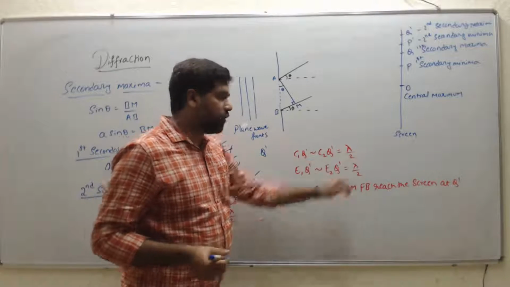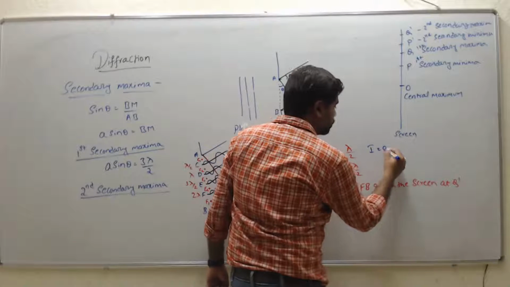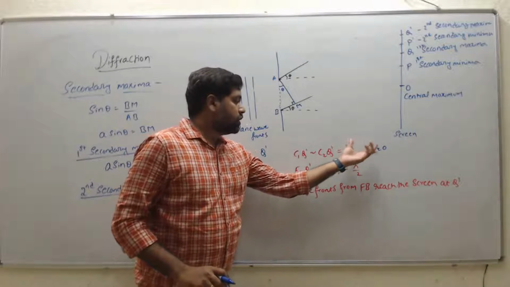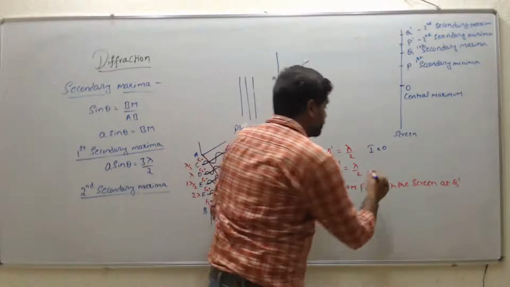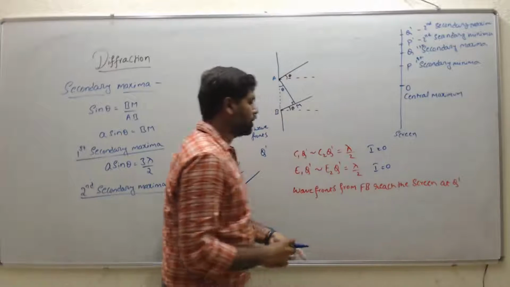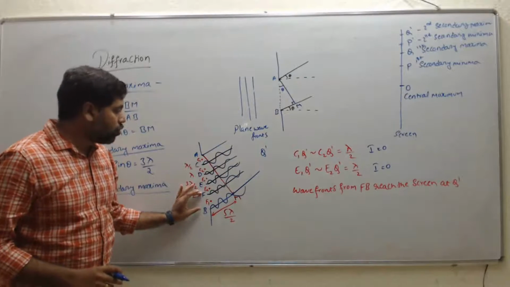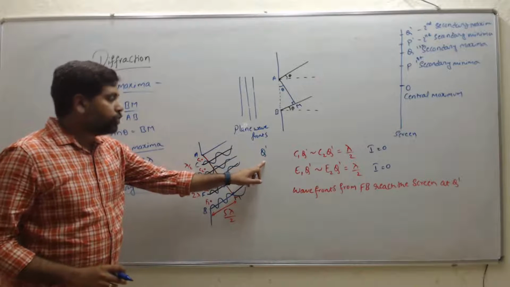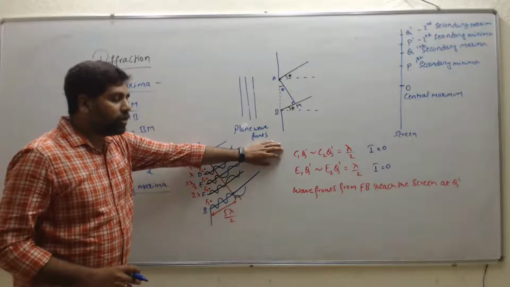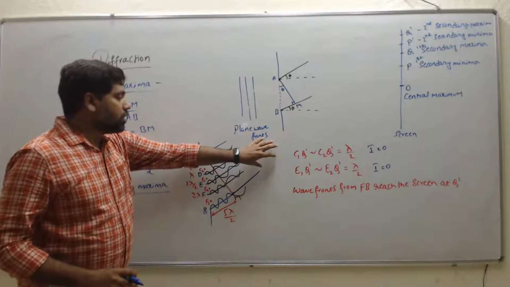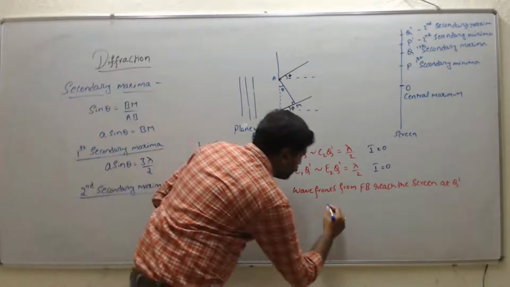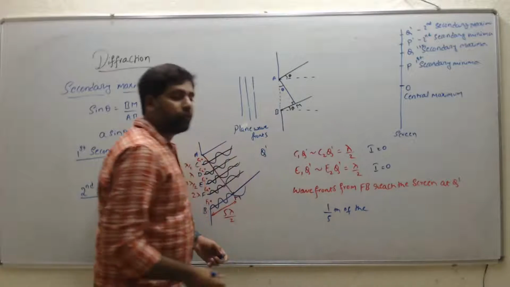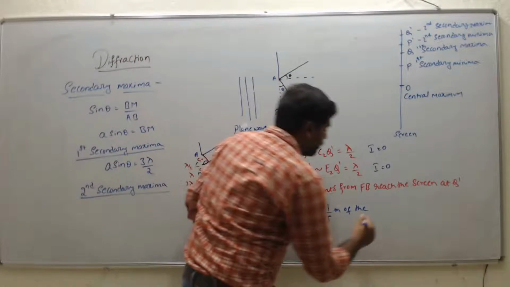Hence here it is out of phase. Then we get the intensity I equal to 0. Here also the phase difference is 180 degrees, it is out of phase, and its intensity is also 0. Now the waves which are coming from only FB will reach the point Q. If you observe here, the light will be illuminated on the screen by only one fifth of the incident light, one fifth of the incident wavefront, that is AB.